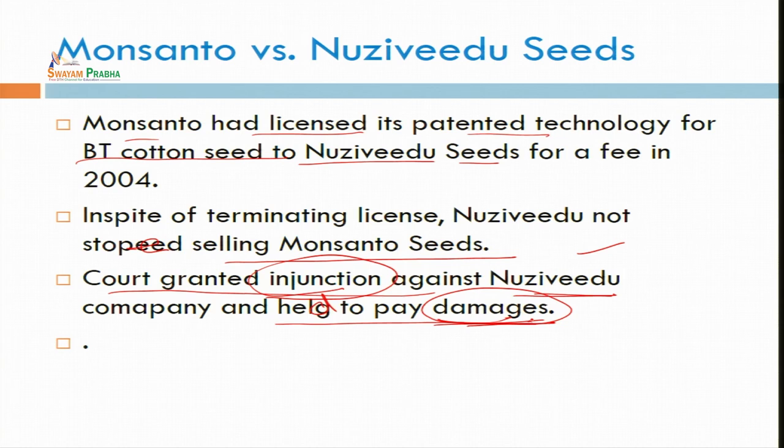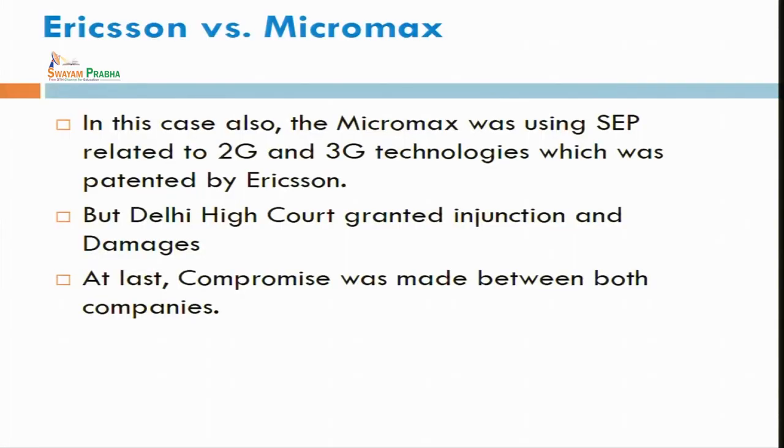So there are many other cases filed by Monsanto against many other companies, because it deals with fertilizers and also seeds related to BT cotton and other GM food articles. We can also discuss another case here, Ericsson versus Micromax. Why are we discussing all these cases? Because from here we can see how the court grants injunctions or damages or both in one case. So these come under civil remedies.